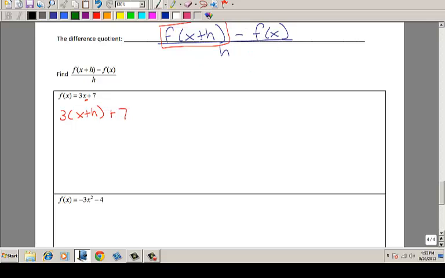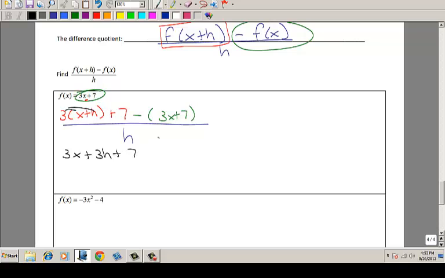It then tells me to subtract f of x. Well, f of x is what was given to me, that 3x plus 7. And then I end with putting this all over h. Okay? Well, let's distribute and simplify and see what we get. I distribute here, and I get 3x plus 3h plus 7. I distribute this negative, and I end up with minus 3x minus 7. And this is still everything over h.